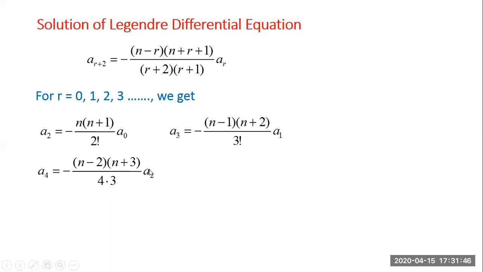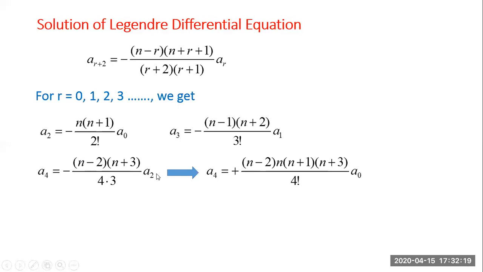Now substitute a2 is equal to minus n into n plus 1 by 2 factorial into a0. So here substitute a2 equal to this term. So this minus and this minus become plus. So in the numerator we get n plus 1, n minus 2, n plus 3. So I write them in the increasing order. I get n minus 2, n plus 1, n plus 3 in the numerator. 4 into 3 into 2 factorial. So we get 24, which is 4 factorial into a0.